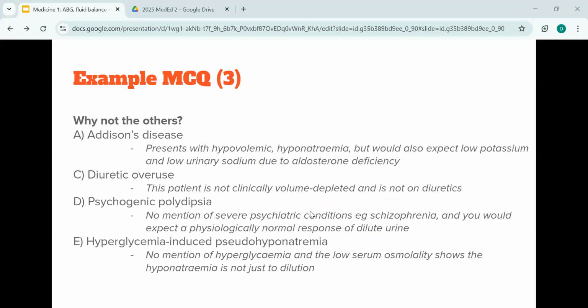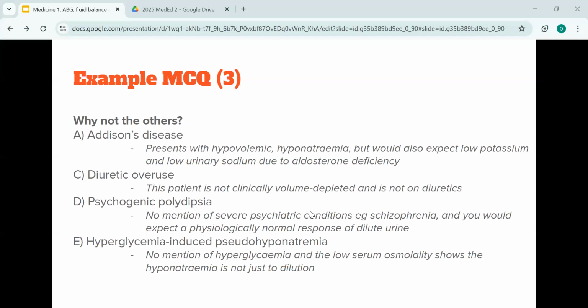So why are not the others? Addison's disease would present with a hypovolemic hyponatremia, but you'd also expect some changes in the potassium and the sodium due to the amount of aldosterone that is deficient. Diuretic overuse, we've not been told that she's on diuretics. That's a nice, easy one to rule out.